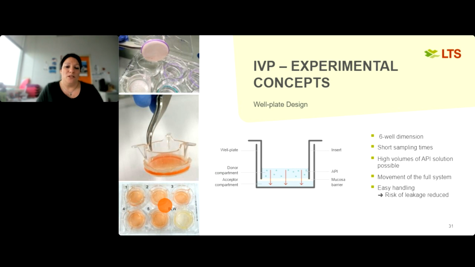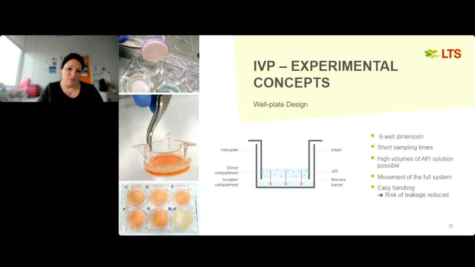And we use cell culture inserts where we mount our mucosal tissue and apply the API solution, or in the end, the oral thin film on the donor site. So we have here the 6-well plate as acceptor compartment and the insert with the mounted mucosal tissue as our donor compartment. We have very short sampling time points because they only need seconds, because we can dip one insert from one plate to another plate. And what else is an advantage is that with a specific shaker, we have the possibility to heat up the system to body temperature, and we have the possibility to move the whole system.